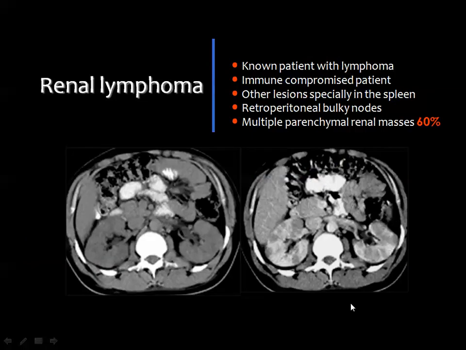And how can you predict renal lymphoma on imaging? These are some of the suggested criteria. Number one, the patient is known to have lymphoma. Number two, the patient is immune compromised. Number three, other lesions beside the lesions in the kidney, especially those in the spleen, a presence of retroperitoneal bulky lymphadenopathy, and this is one of the pathognomonic features, which is multiple bilateral renal masses associated with renal enlargement.